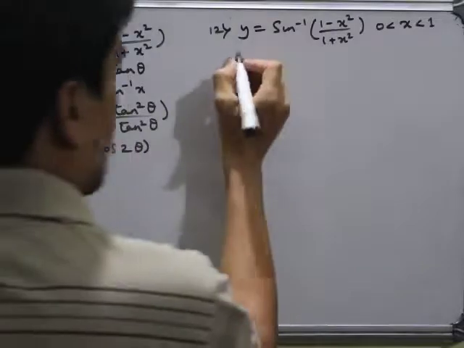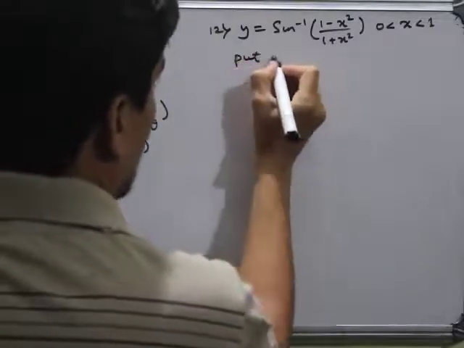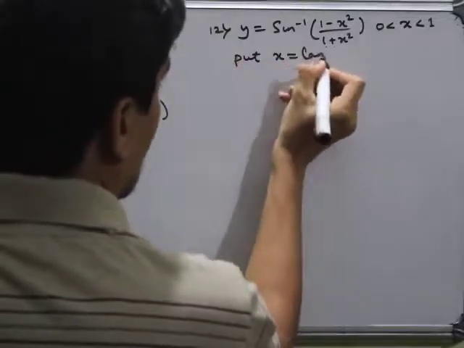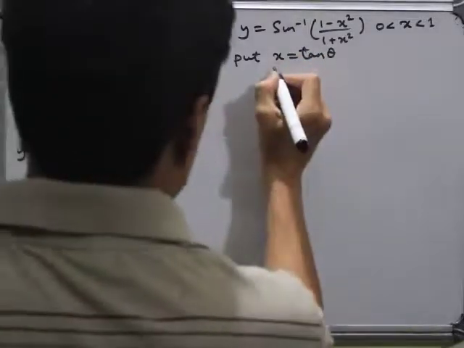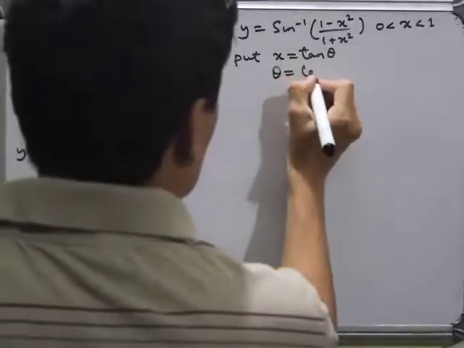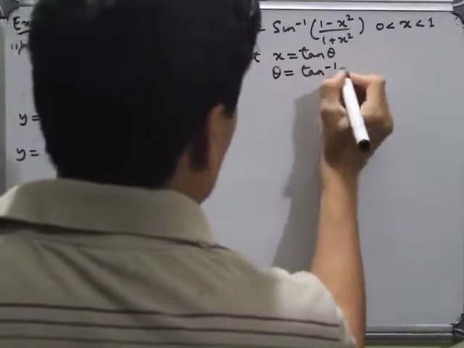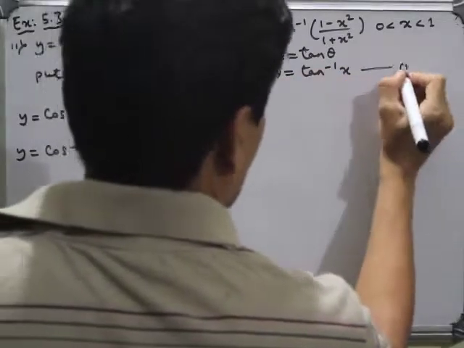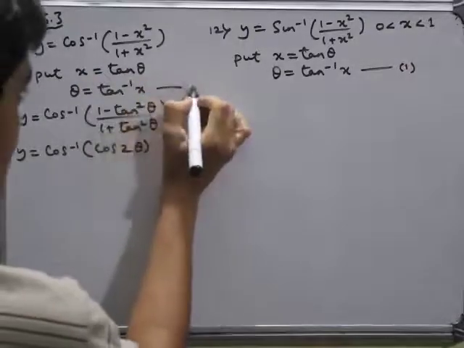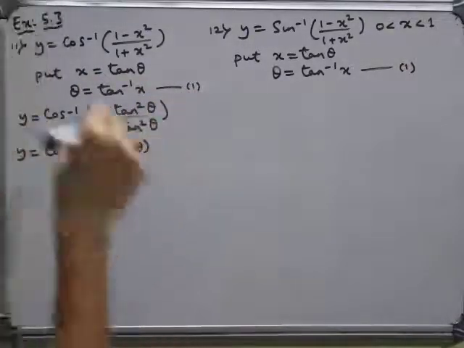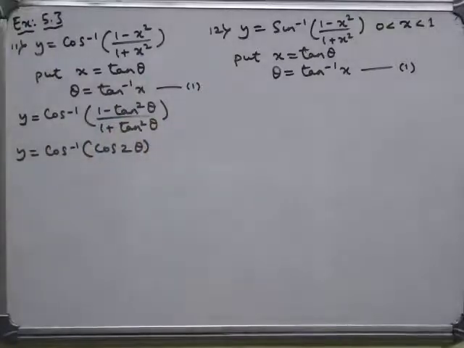So again, what we have to do? Put x equal to tan theta, and theta is equal to tan inverse of x. Let this be equation number 1. And in the previous problem also, always write it as equation number 1. So when you write it, just link these two, so there will be a reference in your answer. So theta equal to tan inverse x. So we have written it.